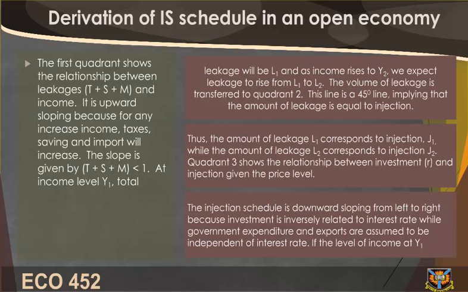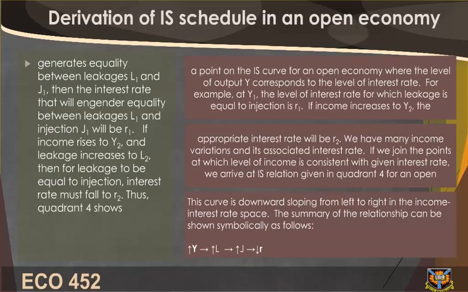If the level of income at Y1 generates equality between leakages L1 and J1, then the interest rate that will engender equality between leakage L1 and injection J1 will be R1. If income rises to Y2 and leakage increases to L2, then for leakage to be equal to injection, interest rate must fall to R2. Thus, quadrant 4 shows a point on the IS curve for an open economy where the level of output Y corresponds to the level of interest rate.